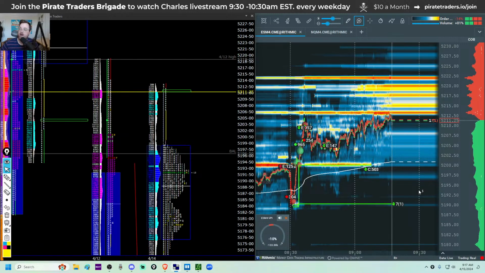Ike, what software do you use for the single prints? So the market profile software that I use, that's the one you see on the left, is called Window Trader. Window Trader, window spelled without a W at the end.